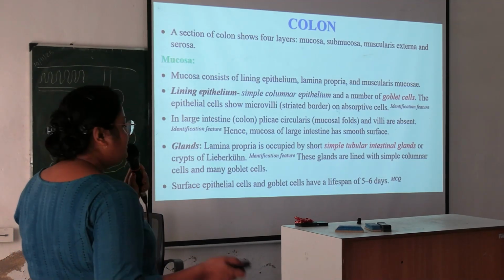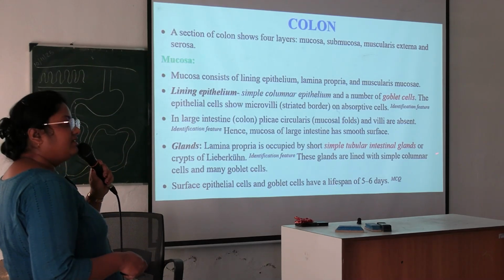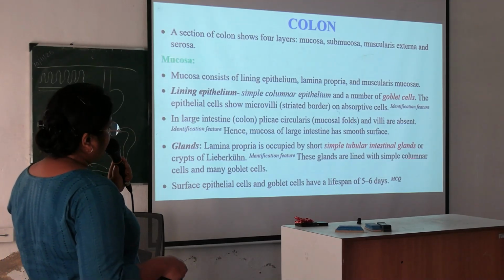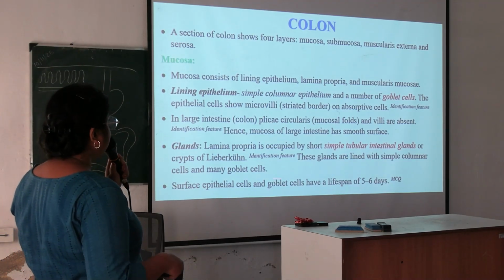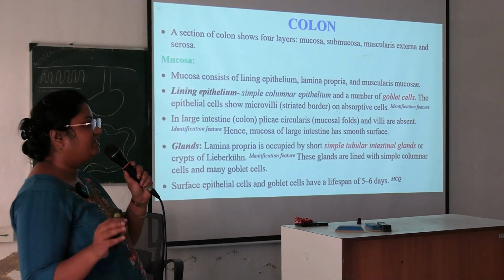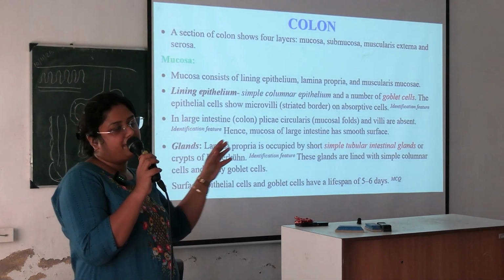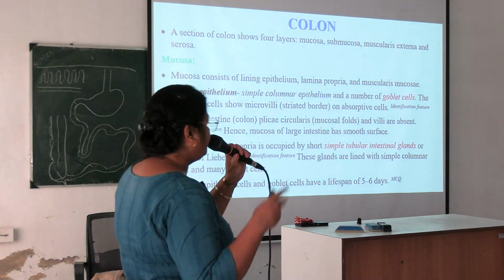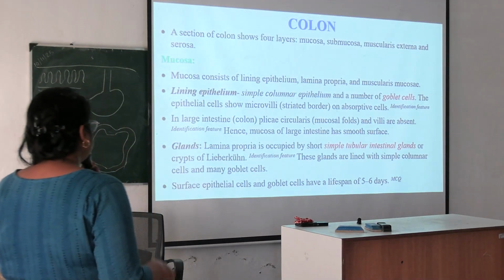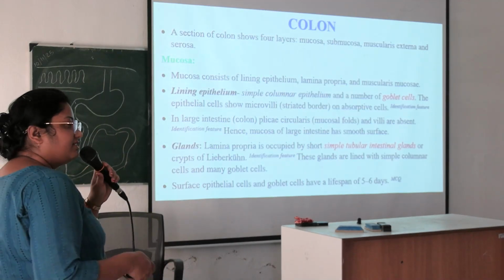Next, glands are present here. Lamina propria is occupied by short, simple tubular intestinal glands or crypts of Lieberkühn. These glands are lined by simple columnar cells and many goblet cells. This is very important. Numerous goblet cells will give a foamy appearance to this epithelium. Every alternate cell will be a goblet cell here. Okay, so surface epithelial cells and goblet cells have a lifespan of 5 to 6 days.